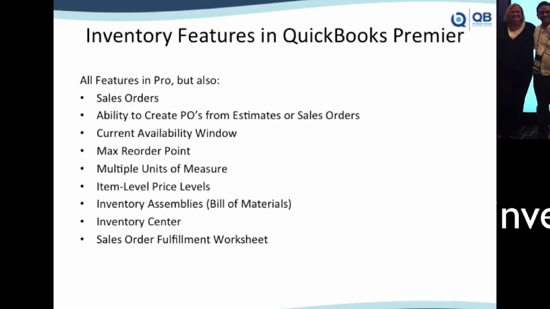The current availability window, which is about measuring what's available, including what's out on sales orders. Max reorder point, which is the cousin of minimum reorder, which allows you to have an idea of how many you want to have when you actually replenish. Multiple units of measure are huge and extremely necessary for inventory assemblies and things like that. You also get item level price levels, right, which is extremely useful. So you can have a particular customer that has an entirely different price list.